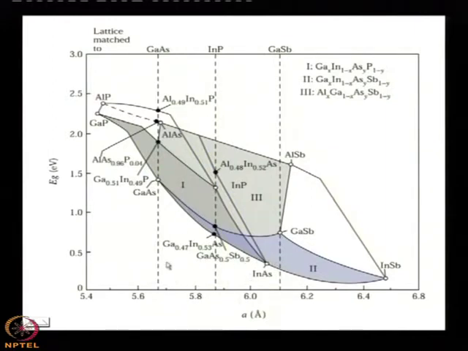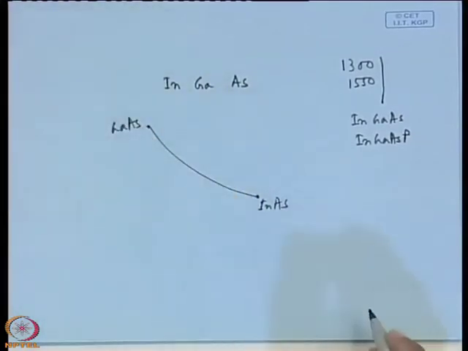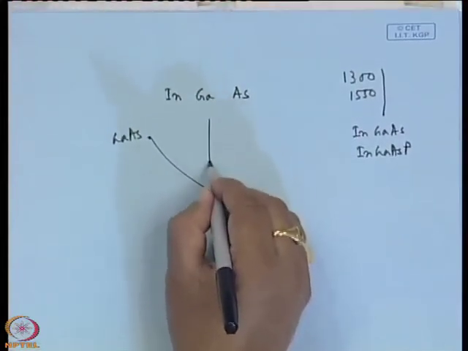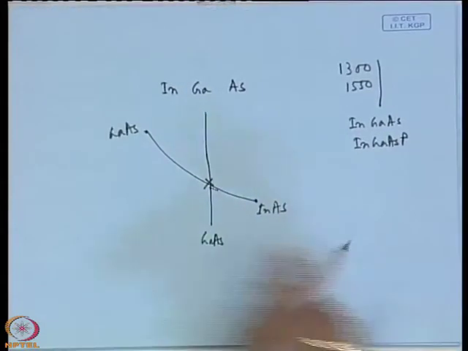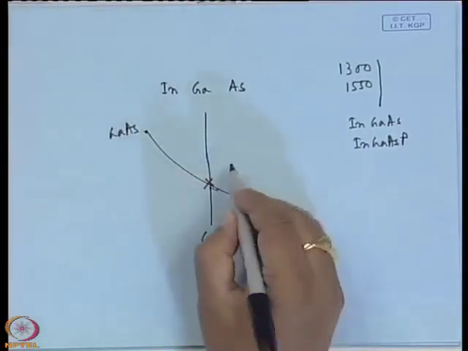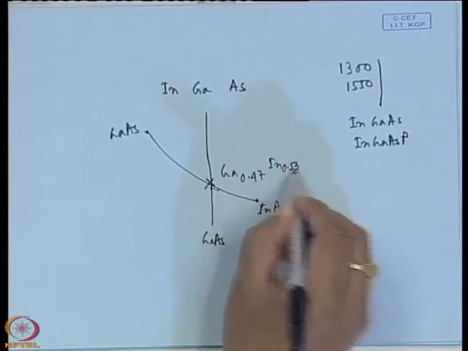Similarly, for indium gallium arsenide, you see that here also you can vary from indium arsenide to gallium arsenide. If I draw it, it looks like this: this is the indium arsenide point, this is the gallium arsenide point. You see that only at one composition it is lattice matched to indium phosphide, this point, and that composition is gallium 0.47, indium 0.53 and arsenic.